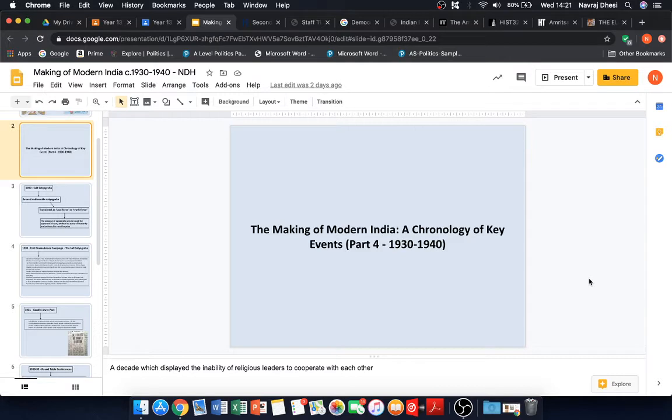You see a real breakdown in relations between Congress and the Muslim League, and we also see Congress's arrogance. For example, during the roundtable conferences in London between 1930 and 1932, Congress claimed that they're the sole representative of all sections of Indian society, claiming that they alone are sufficient in representing all sections of Indian society, irrespective of religion, irrespective of caste, irrespective of class as well.